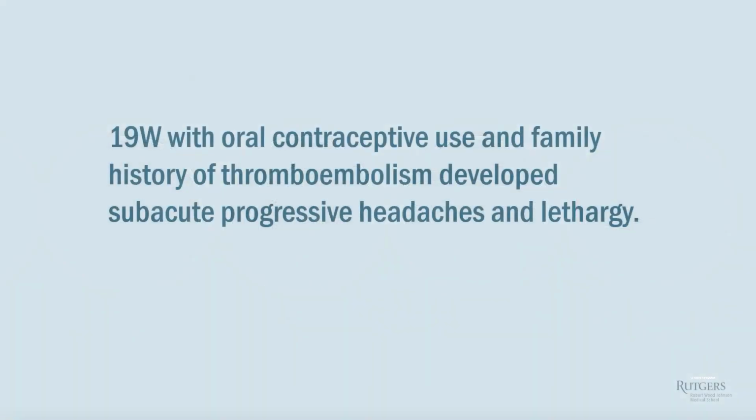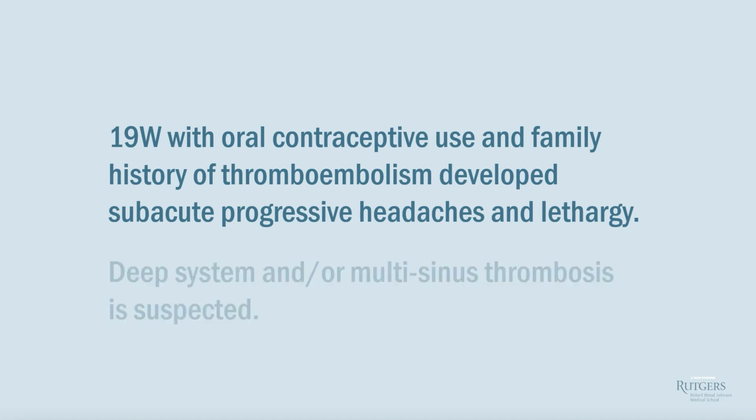Well, that was a long detour, but couldn't be helped. You need to know how to read CTs and MRIs in these patients. But let's get back to our 19-year-old patient who has subacute progressive headaches and lethargy. Remember that deep venous system or multisinus thrombosis is suspected.